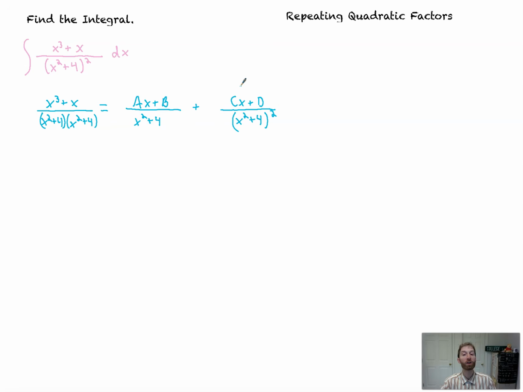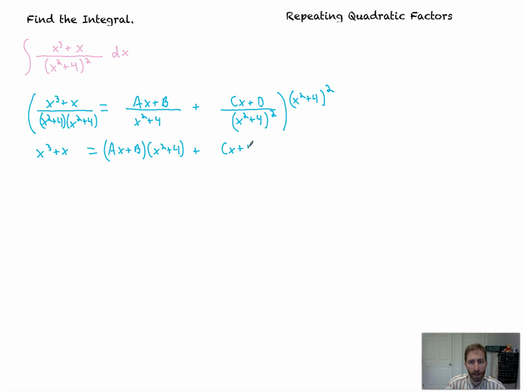So now we have everything written out like that, much like we did the repeated linear factors. Nothing different there. And now we're going to multiply through. This is possibly the worst one because the factors themselves can't be zeroed out. So we're going to multiply through by x squared plus 4 squared. And this is where we're going to use some magic, and I'll show you what I mean here. You're going to end up with x cubed plus x equals ax plus b times x squared plus 4, plus cx plus d, and it's just cx plus d.